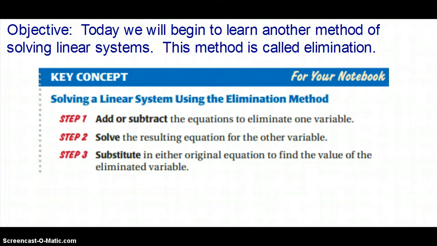So we have these key concepts for your notebook. These are the 3 steps that we're going to follow when we're solving a linear system using the elimination method. The objective is the same, so we're still looking for the coordinate pair or the ordered pair, the point, which will be a solution for all of the equations in the system. If you still need time to copy this down, remember to pause your video and you will be able to do that.